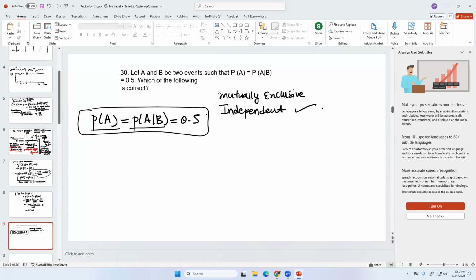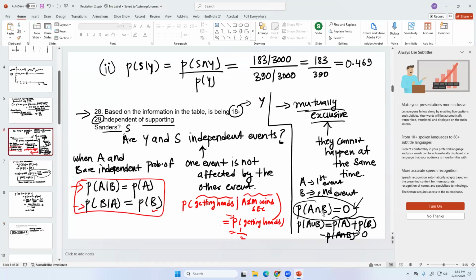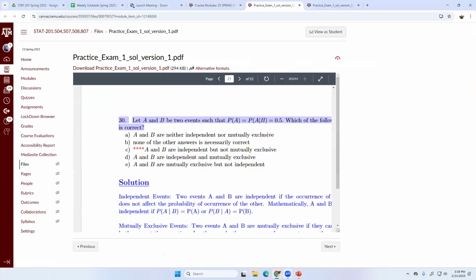What about mutually exclusive? How do you check if things are mutually exclusive or not? I just mentioned, so you have to check for this, right? Probability of A intersection B. If things are mutually exclusive, it means they cannot happen at the same time. So the probability of two events intersecting is 0. So that's what I check for.